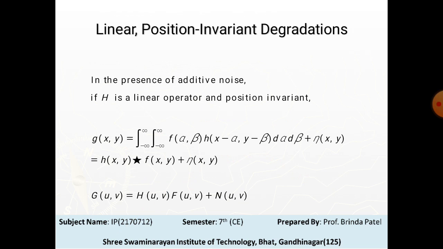So in the presence of additive noise, the expression of the linear degradation model becomes g(x,y) equals the integral from minus infinity to infinity of f(alpha, beta) h(x minus alpha, y minus beta) d alpha d beta plus n(x,y), which is equal to h(x,y) convolved with f(x,y) plus n(x,y). So here we can get the frequency domain: G(u,v) is equal to H(u,v) F(u,v) plus N(u,v).